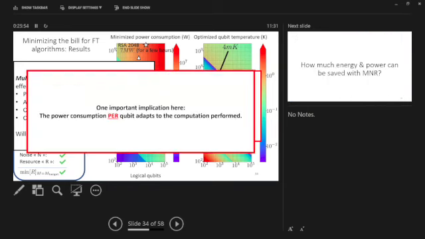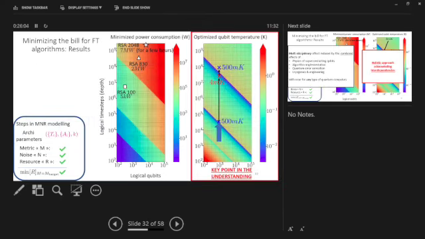And one thing I would like to mention here, which I will come back to after, is that the power consumption per qubit adapts to the computation performed. So how can we see it from this graph? Basically, here on this line, we have 1,000 logical qubits. And when we are between those 2 points, the blue and the red point here, we have a fixed number of physical qubits per logical qubit. But the temperature varies. So it means that the power consumption of the computer varies because the temperature varies. And we have a fixed number of physical qubits in the computer. So it means that the power per physical qubit depends on the algorithm we are doing.